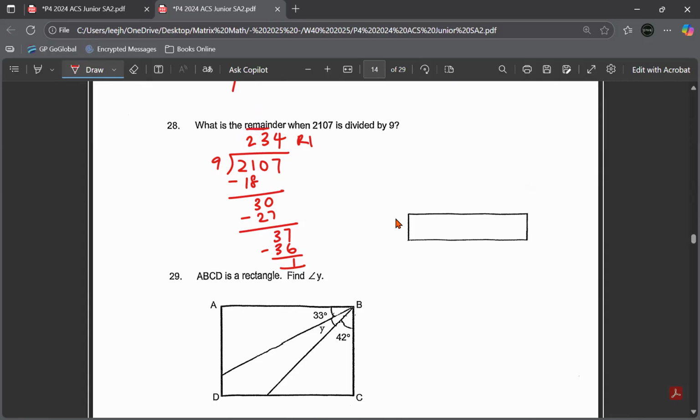I only want the remainder. So the answer is just 1. Don't need to write 2, 3, 4, R1. I only want the remainder.